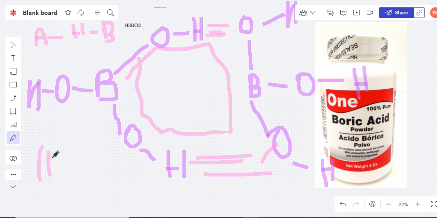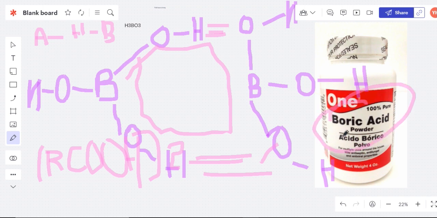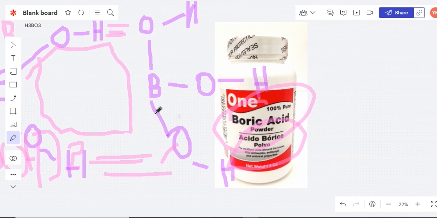Right. So the formula is R, COOH, and then twice. This is carboxylic acid. So the same reason is behind H3BO3 as well. So this is basically carboxylic acid, which is found something like this. Boric acid is used for different purposes, with mild antiseptic, antifungal, and antiviral properties. So we are done with it.